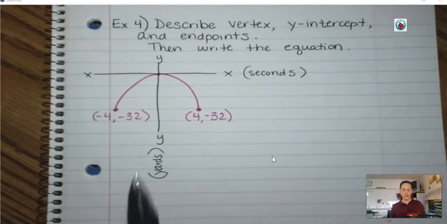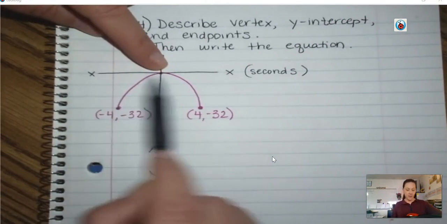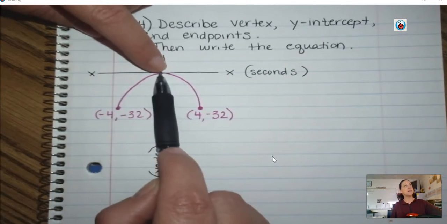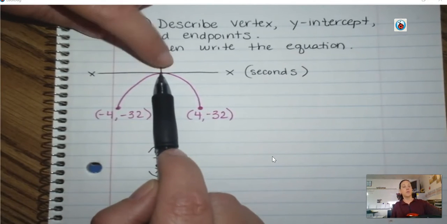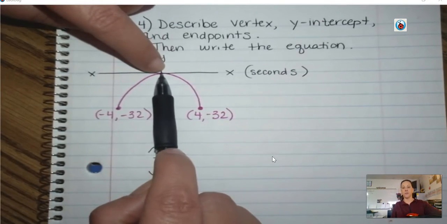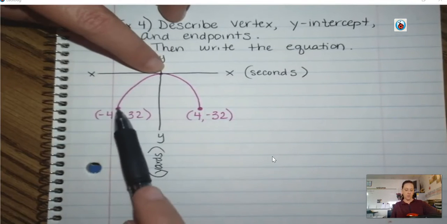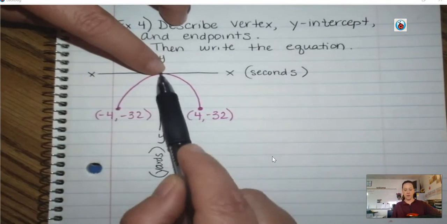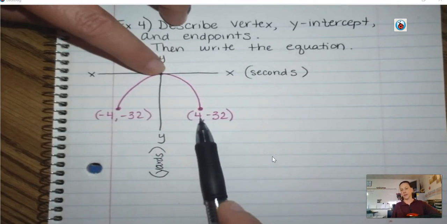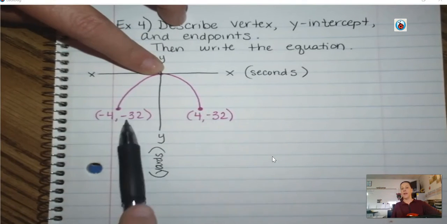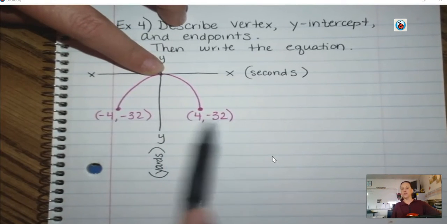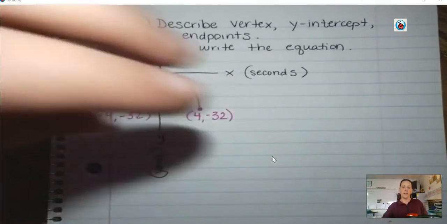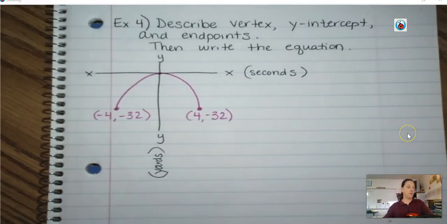Okay, so what that really means is this point right here, so you have to imagine the x-axis. This is kind of like the surface of the water. So this is when the dolphin comes up for a breath. So this is 4 seconds before it comes up, and then this is 4 seconds after it goes back down. And then it goes down 32 yards underneath the water. Okay, so the question is saying to describe the vertex.